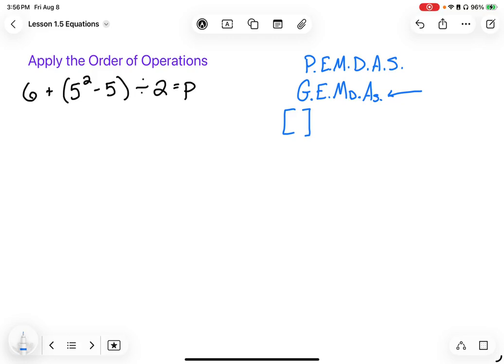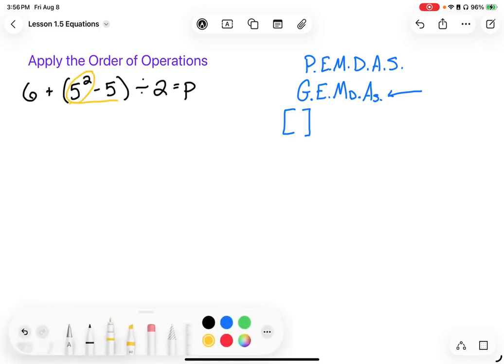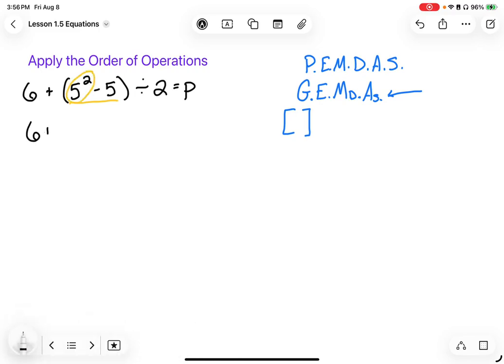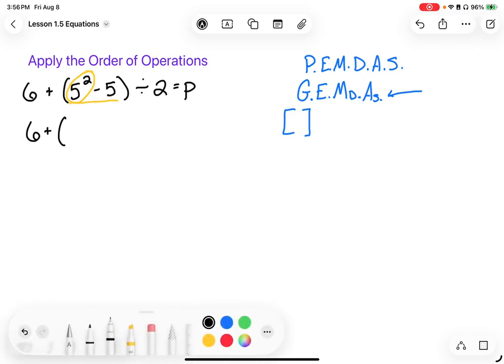So with that out of the way, let's take a look at this problem. 6 plus the quantity 5 squared minus 5, and then the whole thing divided by 2. So first we look at our grouping. And our grouping in this case is the 5 squared minus 5. And inside those grouping symbols, the first thing that we do is the 5 squared. So that's what we're going to do first is 5 squared. So we're going to leave everything alone except 5 squared we are now going to write as 25 because that's what 5 squared is.